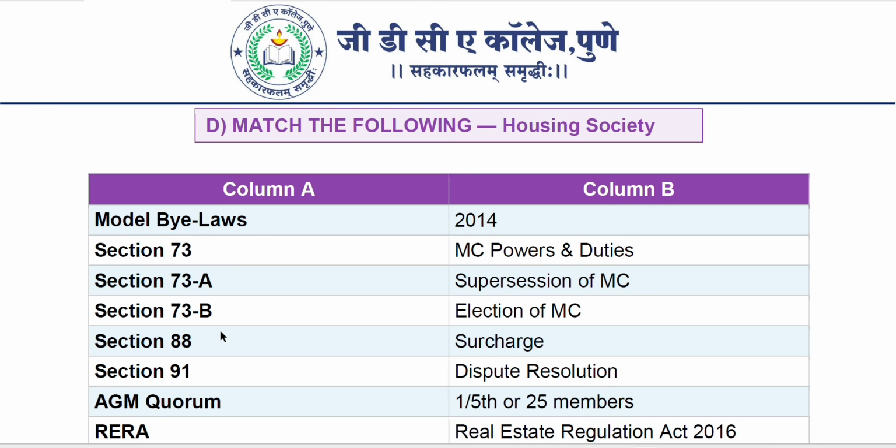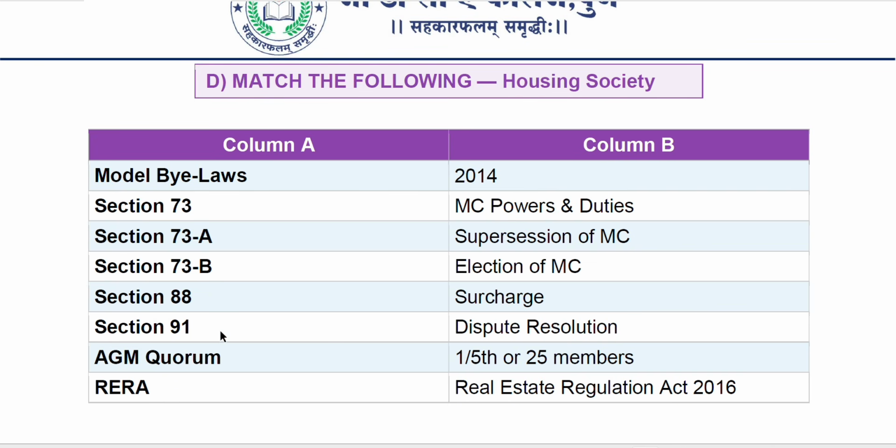True. Match the pair for CHM papers. Most of the time, it will ask a section in column A and column B accordingly. So column A, model bylaws 2014, section 73, MC powers and duties. MC is managing committee. Section 73A, supervision of MC. Section 73B, election of MC, managing committee.